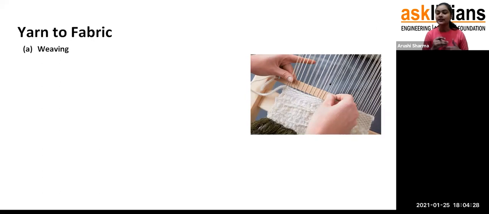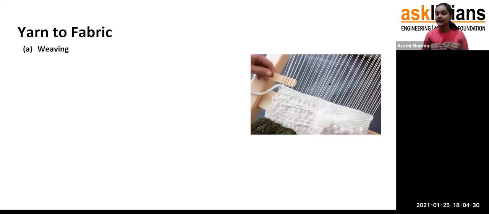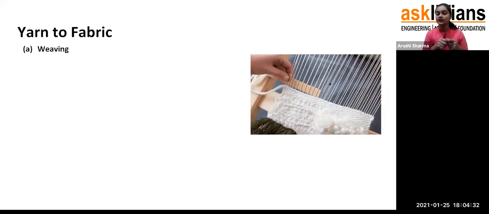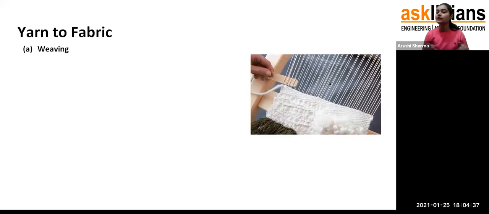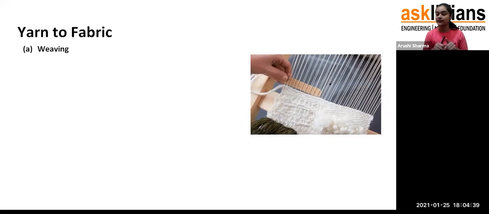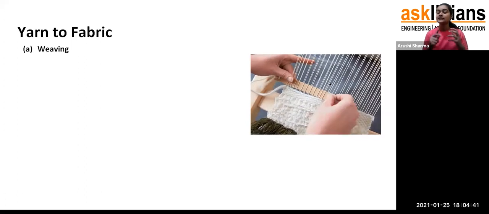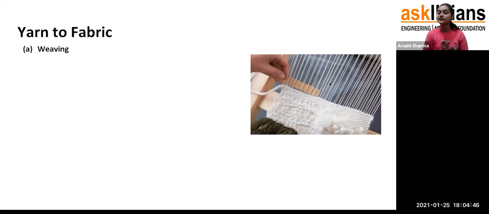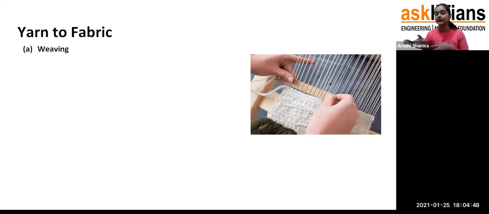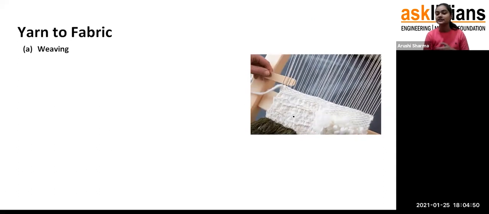So you can see, student, that weaving is done thread by thread, one by one, and that's how you get the full piece of fabric. That is called fabric, because fabric is a complete sheet from which you can stitch your clothes in different forms. So that's the process of weaving, student.